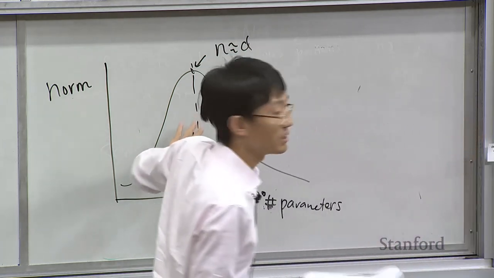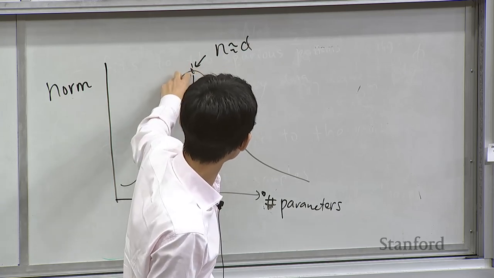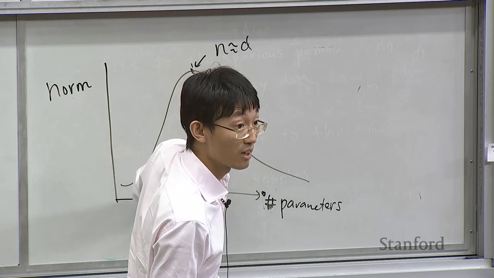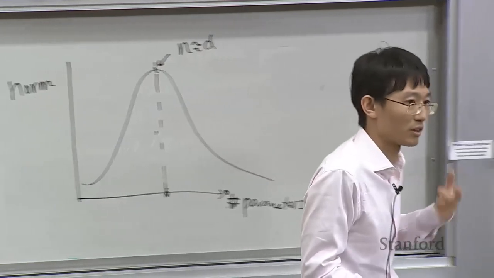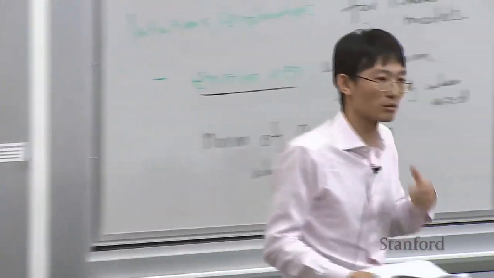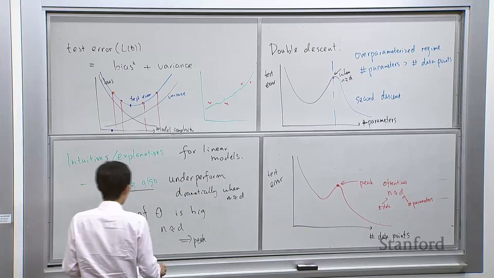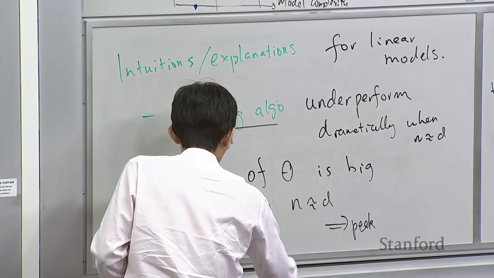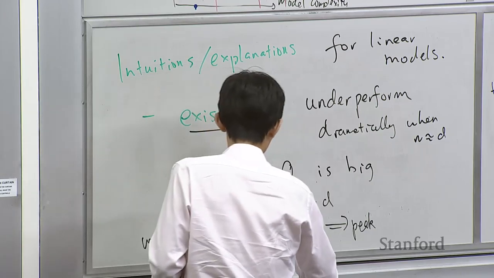But at least the immediate reason is that when n is close to d, somehow this algorithm is producing a very large norm classifier theta, which, you can argue, if the norm is too big, then your model is too complex. So in some sense, this is saying that your model is actually very complex, very complex according to the norm.